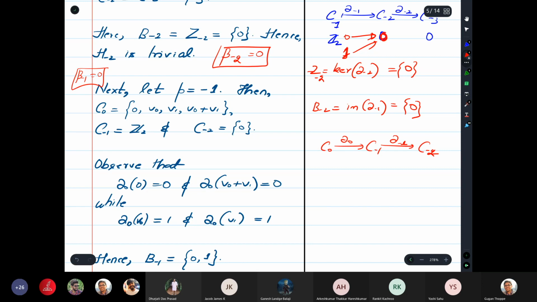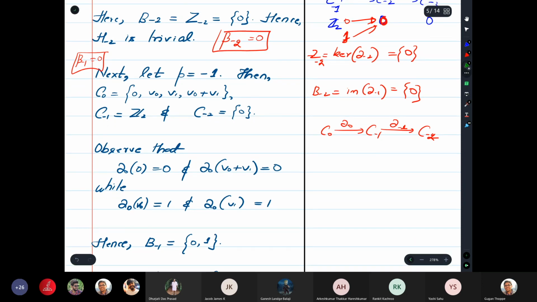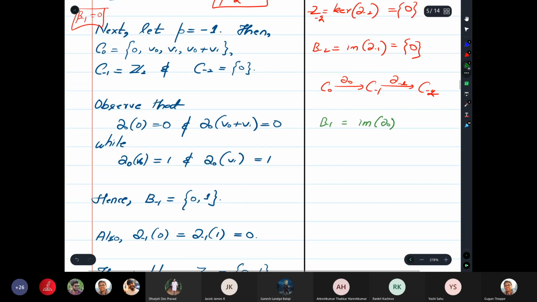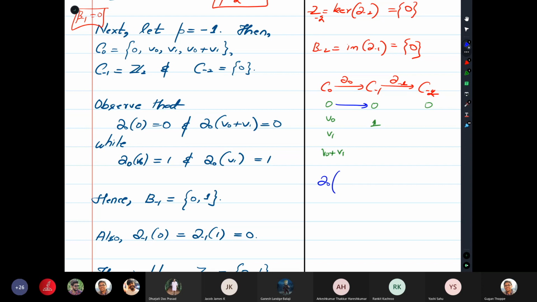So first let's look at the B minus 1, right? So B minus 1 is the image of DABA 0, right? So maybe I'll write this a bit down. So the elements here are 0, V0, V1, V0 plus V1. C minus 1 is made up of these two elements, and C minus 2 is made up of 0, right? So this is mapped to, so if you recall the DABA 0 operator in the reduced homology framework, right? So this sort of maps summation Ci Vi to summation Ci, right? This is how we had defined the DABA 0 operator in the reduced homology case.